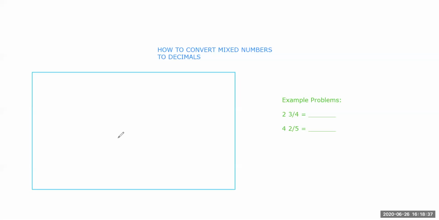So here I have drawn this box and written down these example problems. And what we're gonna do is write these down here. So 2 3/4 equals what?